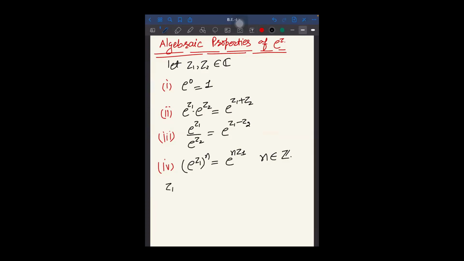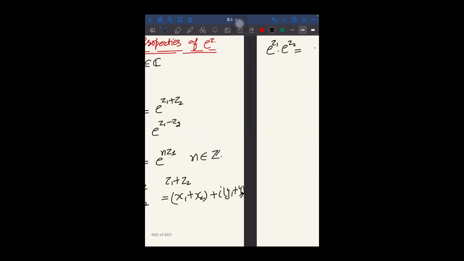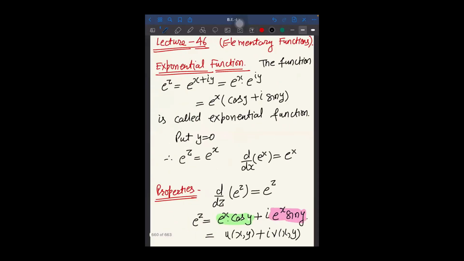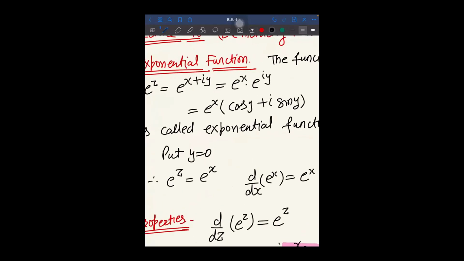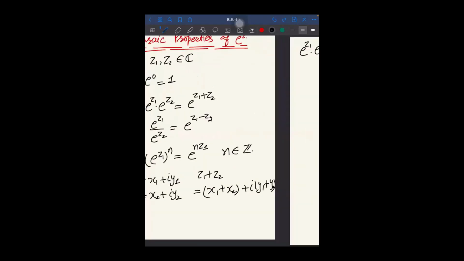Let's say your z1 is x1 plus iota y1, and your z2 is x2 plus iota y2. You calculate z1 plus z2, so that would be x1 plus x2 plus iota times y1 plus y2. Now, if you want to calculate e^{z1+z2}, what is your e^{z1}? We have already defined it. That is the definition of your e^z, right?